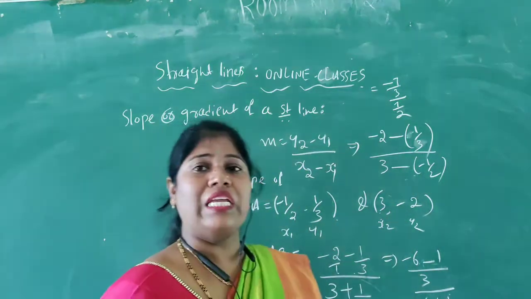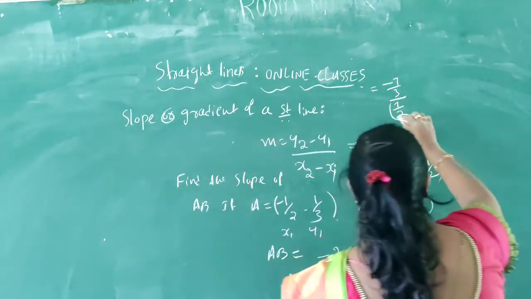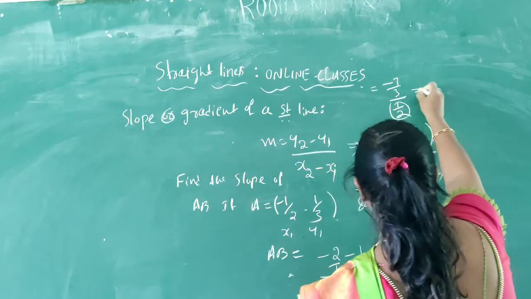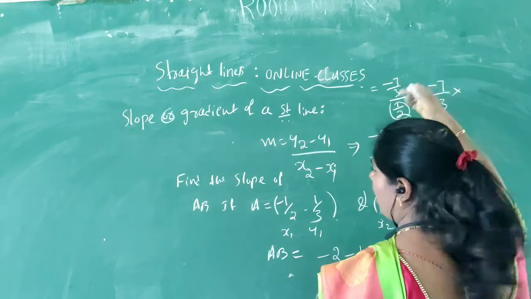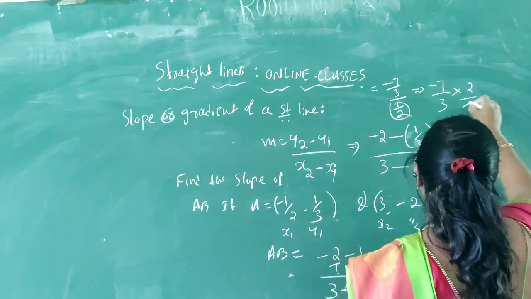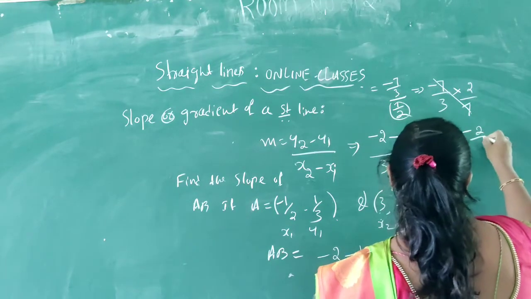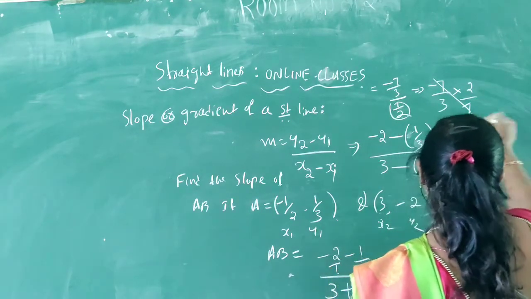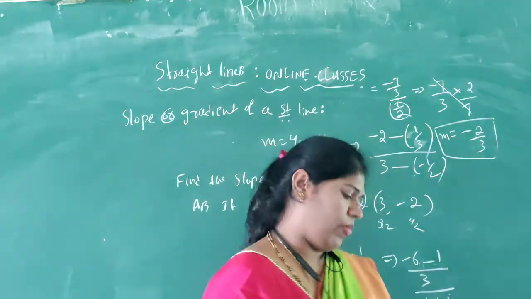So we have to inverse the divisor. This one now it is in division form. We have to inverse the divisor. After that we will get minus 7 by 3. After inversing the divisor we will get 2 by 7. So these two will get cancelled. We will get minus 2 by 3. So m is equal to minus 2 by 3.